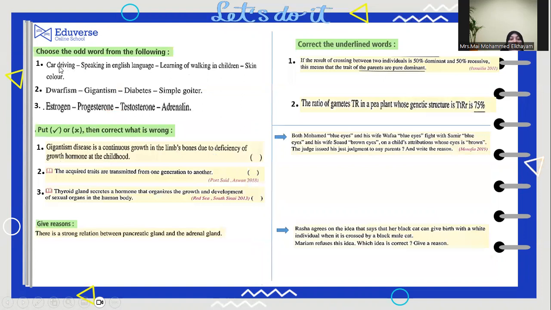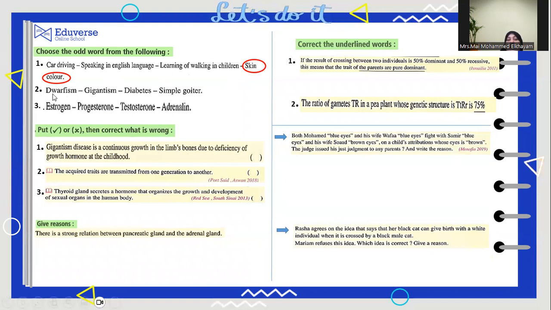Choose the odd word: car driving, speaking in the English language, learning of walking, and skin color. The only hereditary trait is skin color. The others are acquired. Dwarfism, gigantism, diabetes, simple goiter. Think about it.